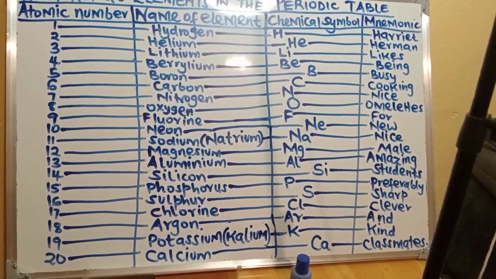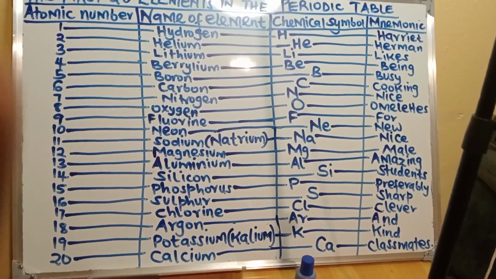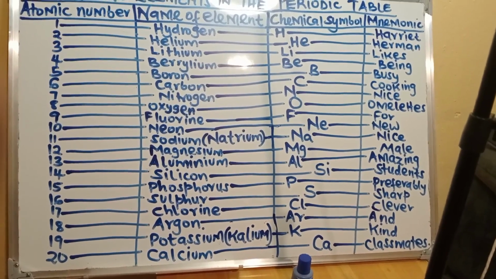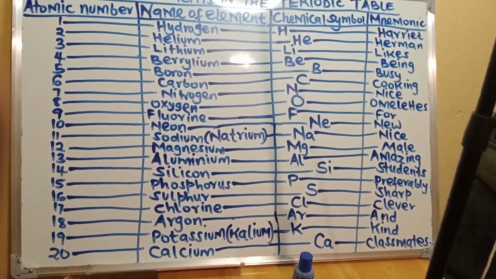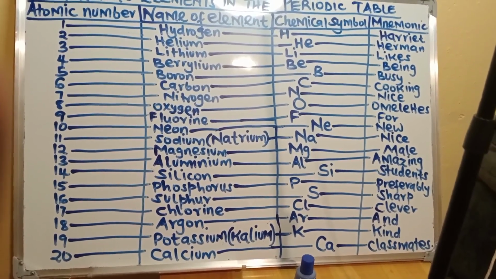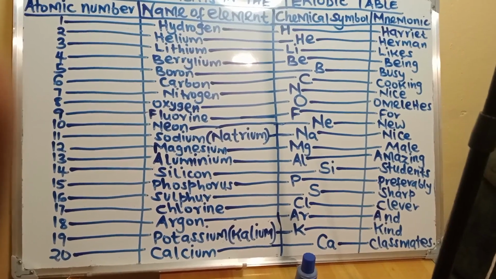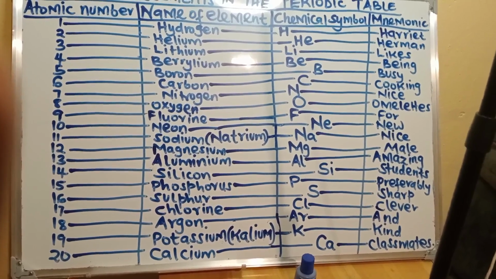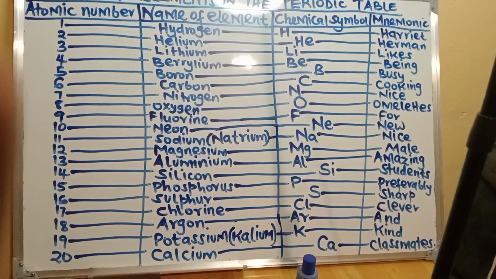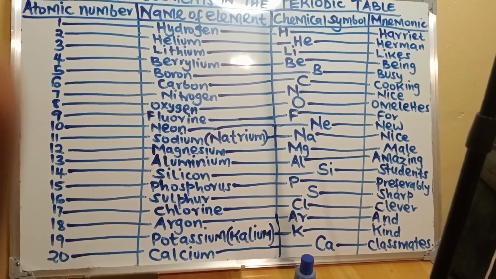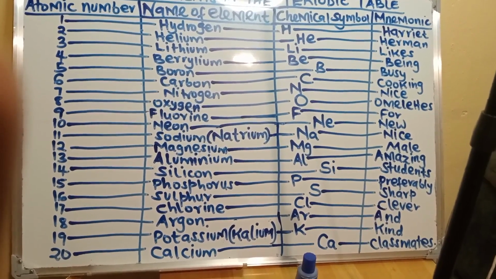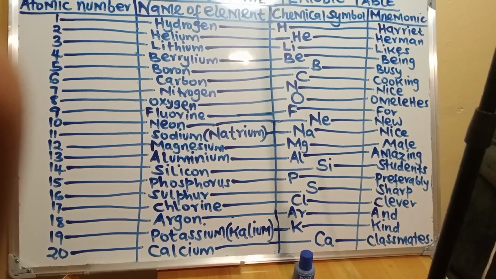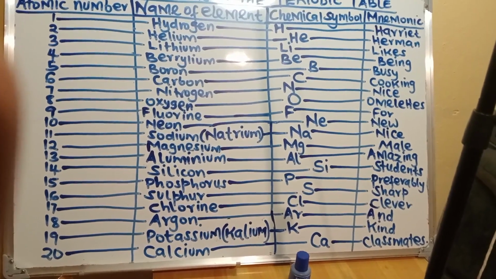For the chemical symbol, we have rules that we follow when writing the chemical symbols. Whenever the first letter is used, we always use a capital letter. For example, for hydrogen, we have capital H. For boron, capital B. For carbon, capital C. Nitrogen, capital N. Oxygen, capital O. Fluorine, capital F. Phosphorus, capital P. Sulfur, capital S.